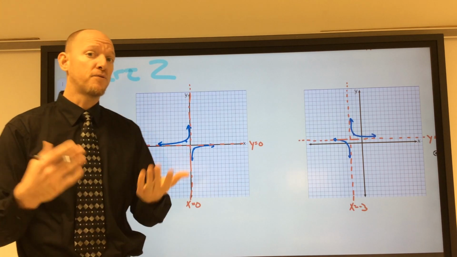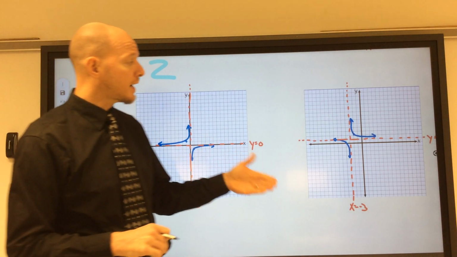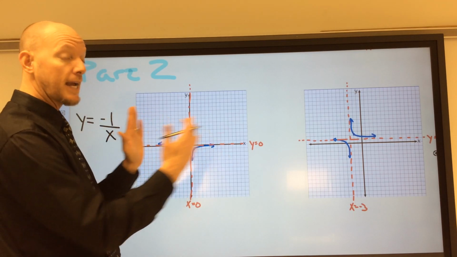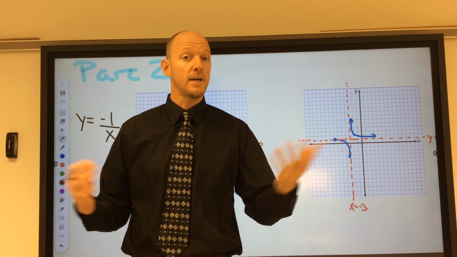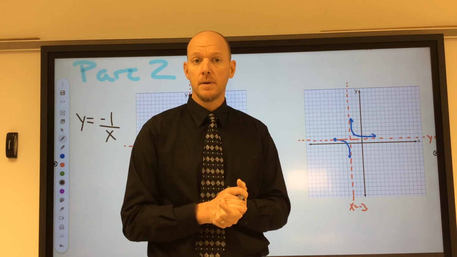Now, let's go a little bit further. What we're talking about now is not reflecting it so that it's in the second and fourth quadrant. Now we're looking at translating it left and right and up and down. But again, therein lies the key. We're shifting to the left and we're shifting up.